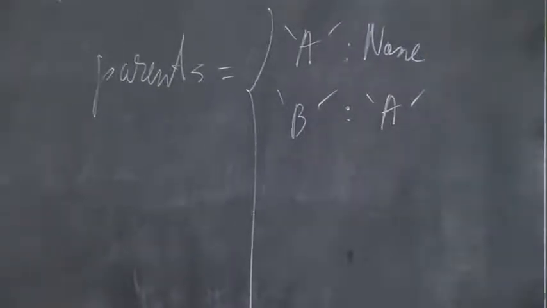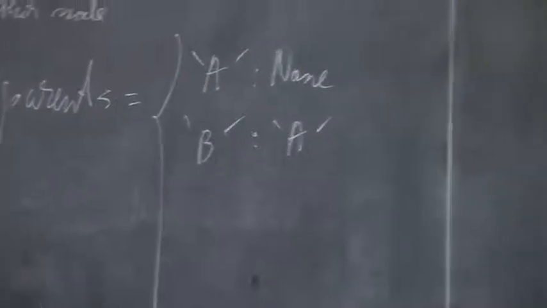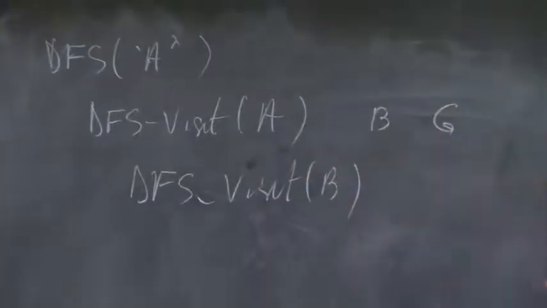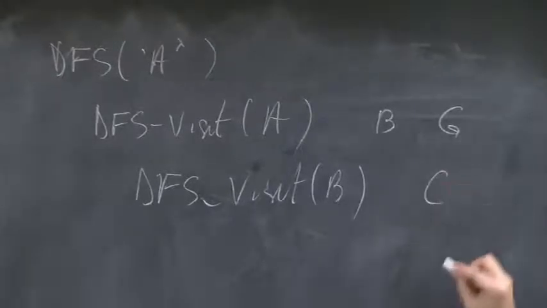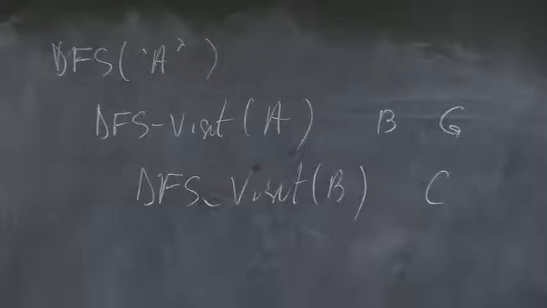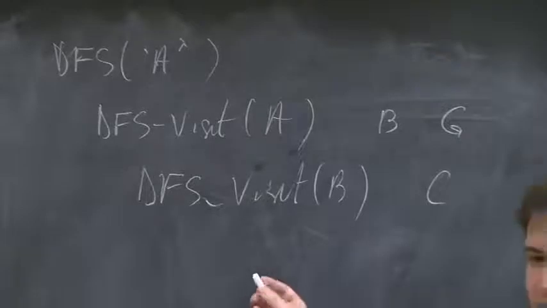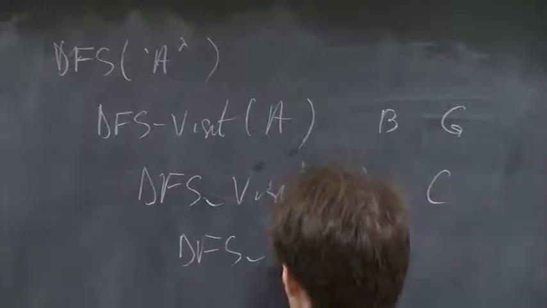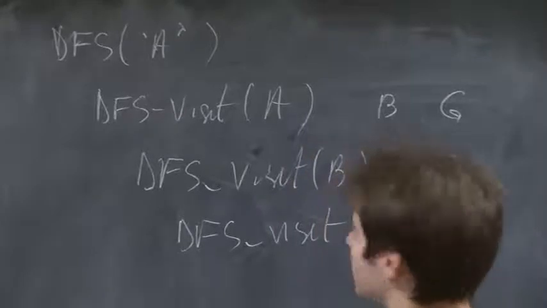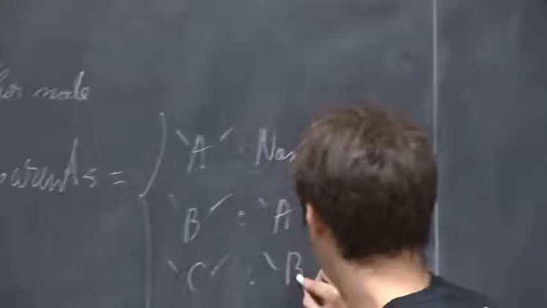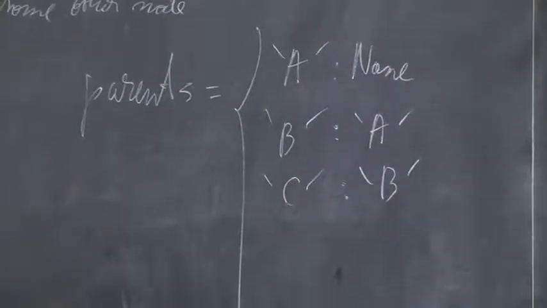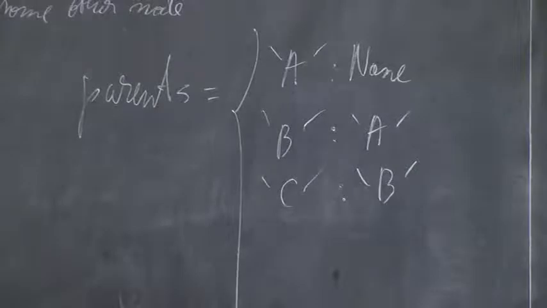Okay, and I'm going to call DFS visit of B. These children, C. Is C in parents? No, what happens? C's parent is B. So I'm in B. The only child is C. C is not in parents. C gets in parents. C's parent is B. Call DFS visit of C. What are C's children?